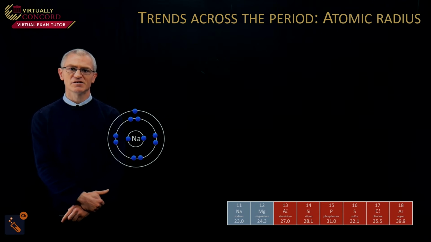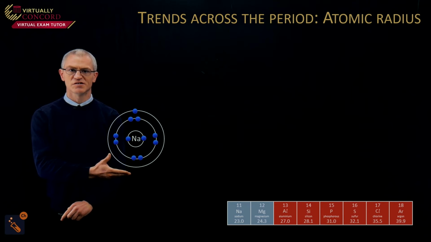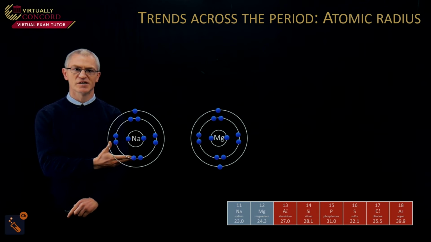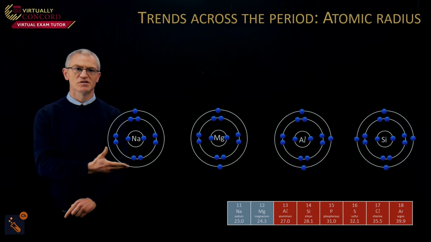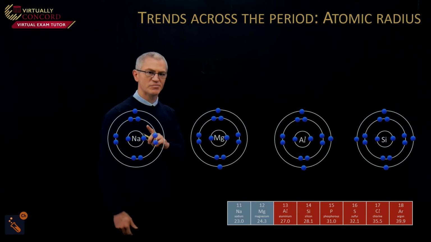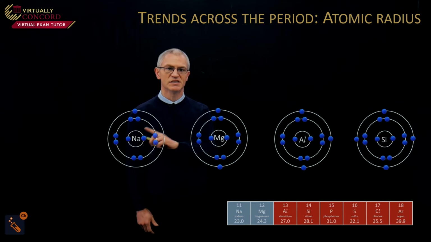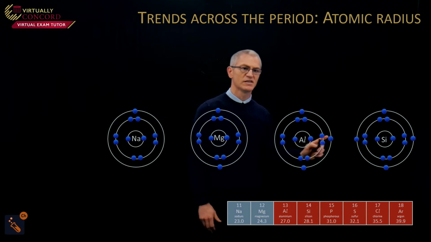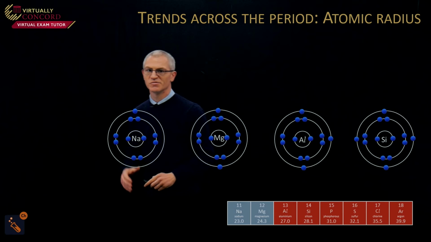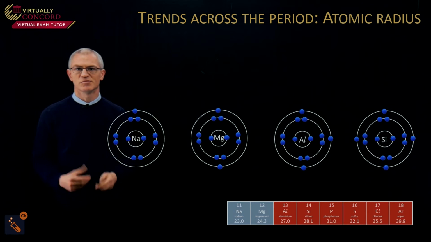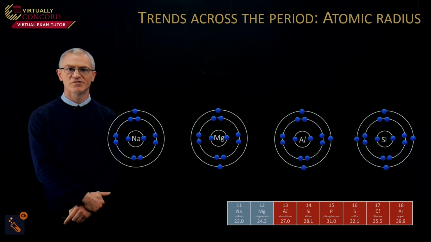Now, if we look at the atomic radius of these elements, first of all, let's look at the number of shells. So as we go across from magnesium to aluminium to silicon, because they're all in period 3, you can see there are 3 shells each time. So we're not increasing the number of shells as we go across the period.